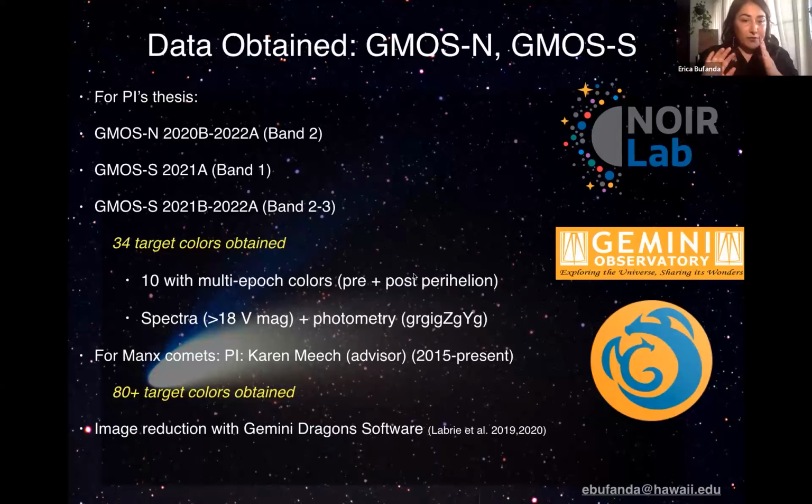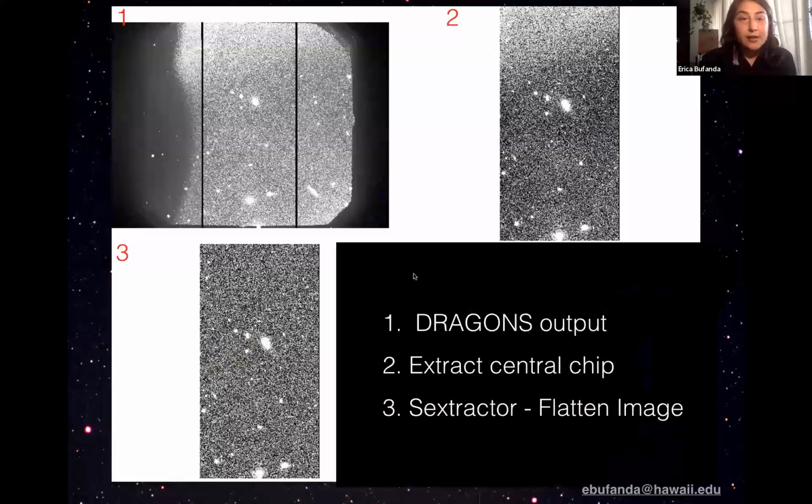And for our Manx comets, I've also had the fortunate circumstance of being handed all of this data from my advisor, Dr. Karen Meech, who has over 80 target colors obtained for this population. And for all of these targets, we reduce our images using the Gemini DRAGONS software, which is very fantastic, and I'll show some of the outputs of that in the next couple of slides.